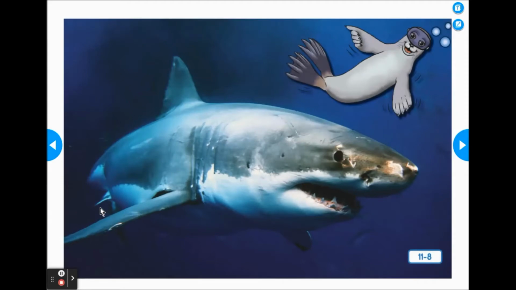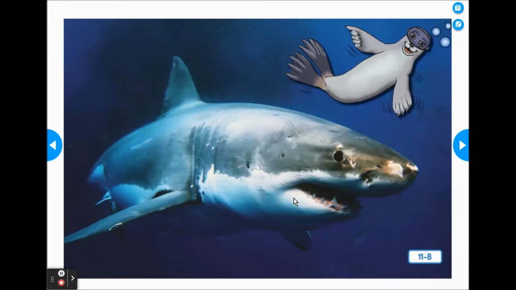This is a picture of a shark. The shark has special body parts that help him live in the ocean. Do you remember what these are called? Gills. What does the shark do with these gills? He can breathe underwater. And these are fins. Why does he have these fins? So he can swim under the water, right?